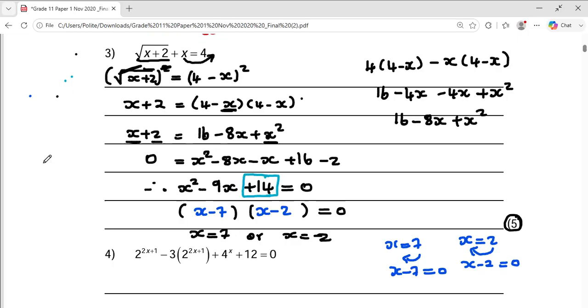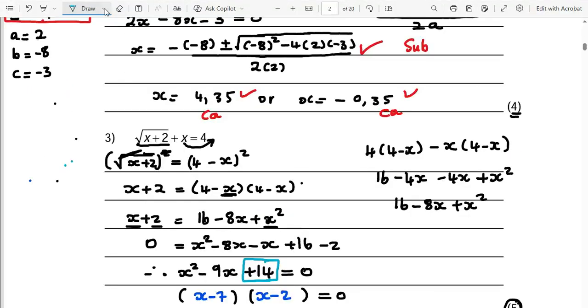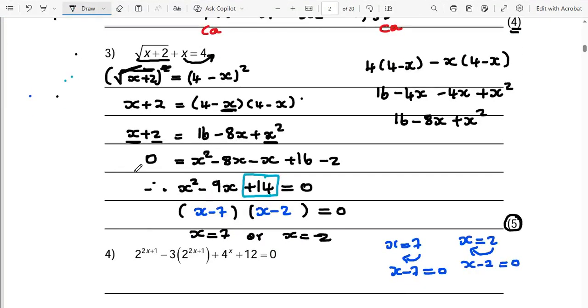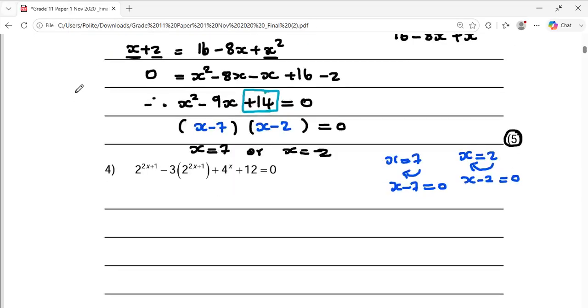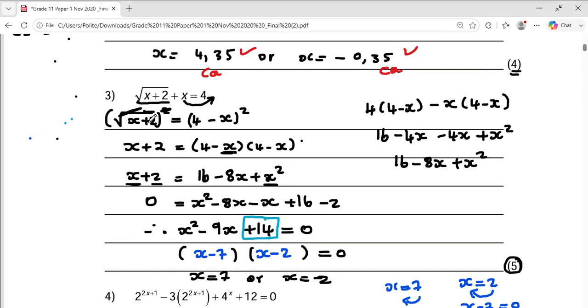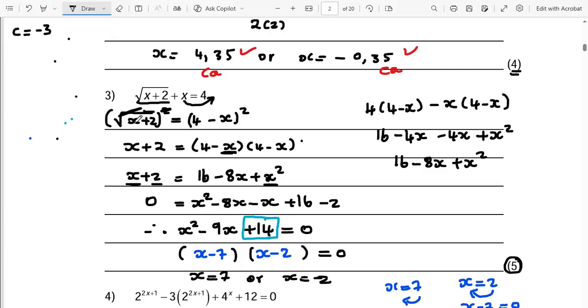But guess what? We are not done solving the problem. This is not where you stop. When you work with square roots, sometimes you have to reject. And how do we do that? Ladies and gents, you have two values of x. You need to test both of these values in the original equation. If you still remember, from the original equation, we have the root of x plus 2, plus x, equals 4. So where there's x, we put 7. We need to find that left-hand side is equal to right-hand side.